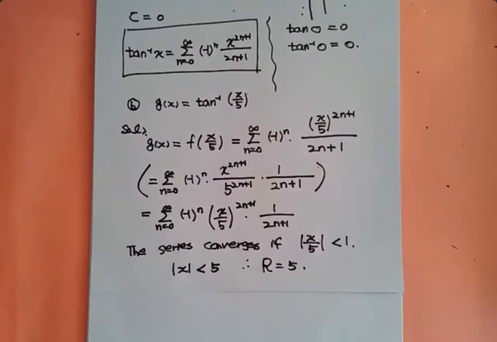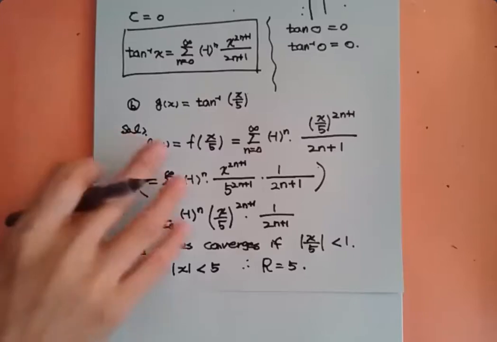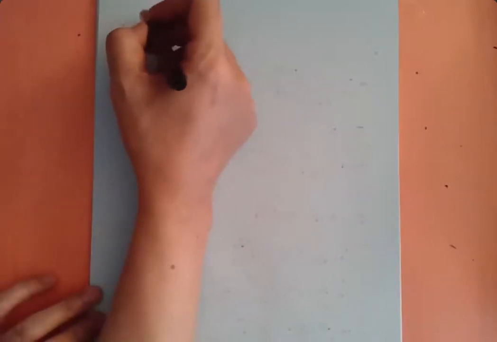So we are finishing 11.8. 11.9 is about the representation of functions as power series. No, it's not Taylor series actually. 11.10. We are finishing 11.9, and 11.10 is Taylor and Maclaurin series.